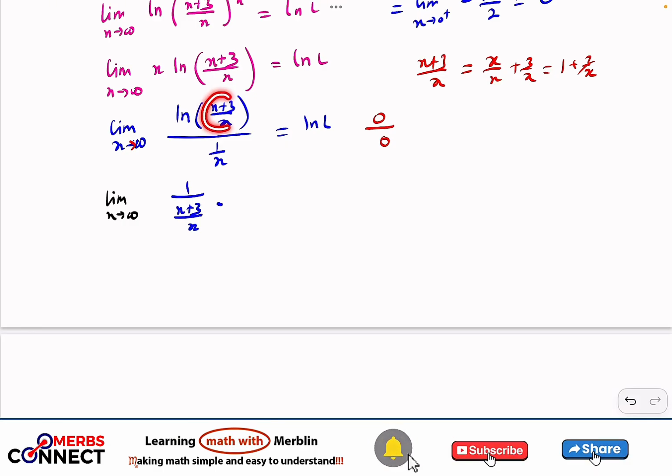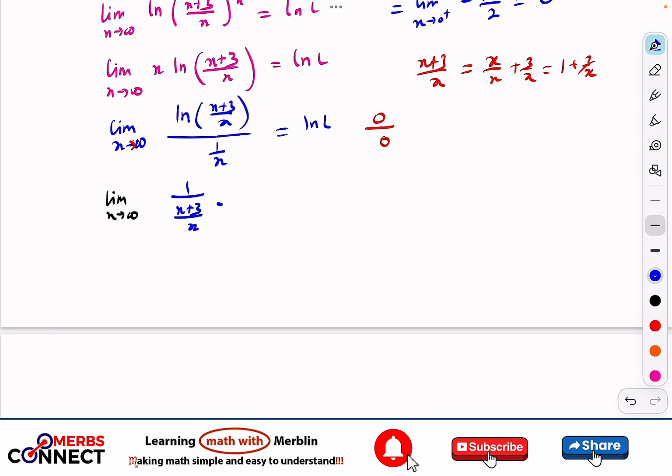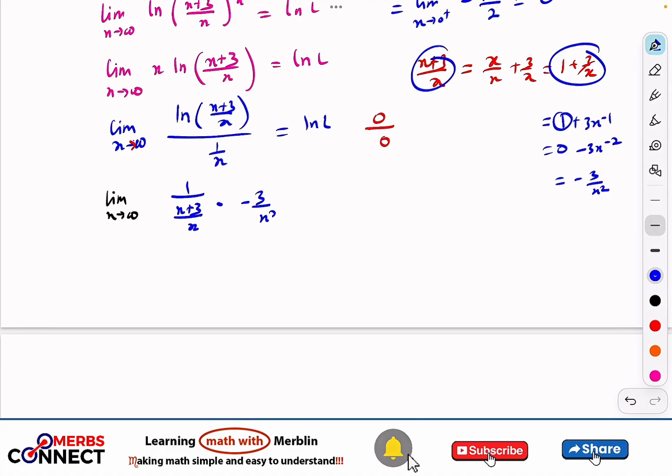But we know that this is the same as this, so we can just use what is here to differentiate. If this is the same as this, then this is the same as 1 plus 3x to the power minus 1. When I differentiate 1, I get 0, and when I differentiate this, I have minus 3x to the power minus 2, and this is the same as minus 3 divided by x squared. So I can just multiply this one by minus 3 divided by x squared.